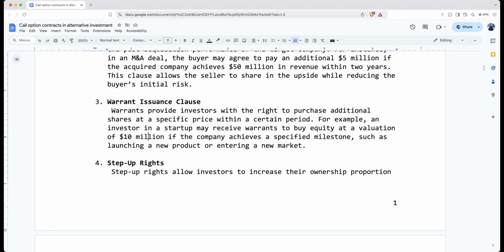Now, warrant issuance clause. Warrants provide investors with a right to purchase additional shares at a specific price within a certain period. Okay, specific price, strike price, within a certain period, expiration date. For example, an investor in a startup may receive a warrant to buy equity. Warrant, so it's a right, okay, to buy equity at a valuation of 10 million, the exercise price, if the company achieves a specific milestone, so it's a trigger condition, such as launching a new product or entering a new market.